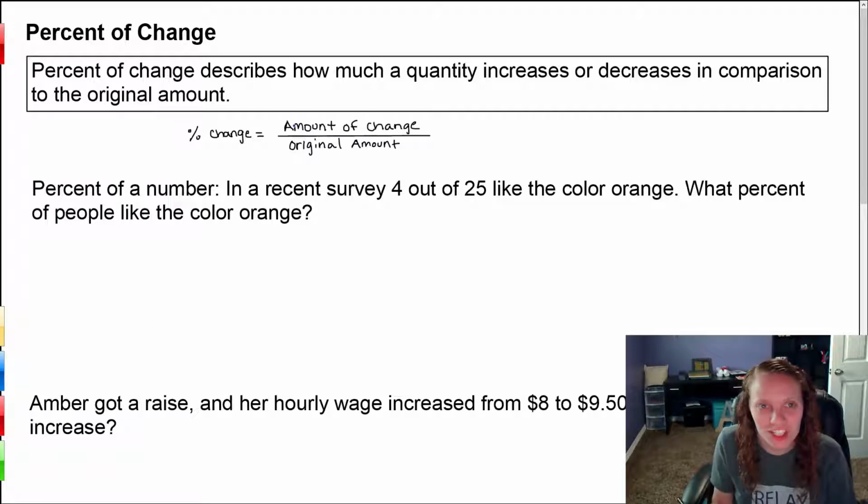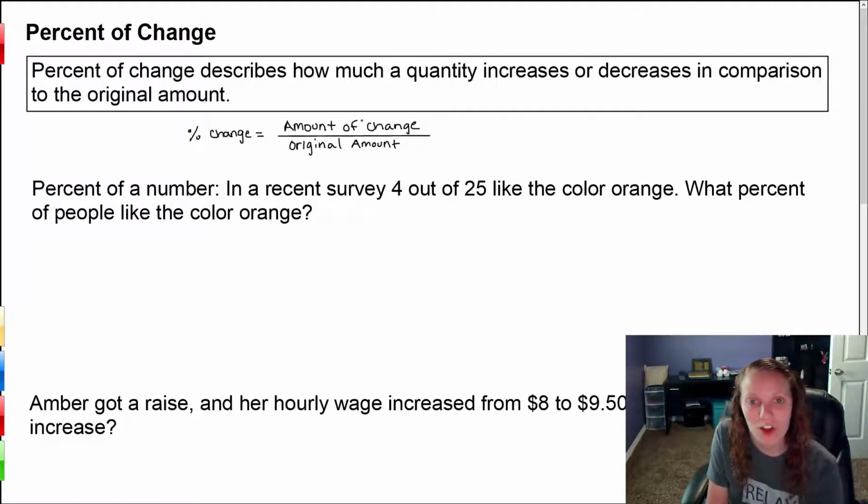The percent of change describes how much a quantity increases or decreases in comparison to the original amount. So when we find our percent of change, we're going to put the amount of change, what's happening to the original number, on top, and then put the original number on bottom.